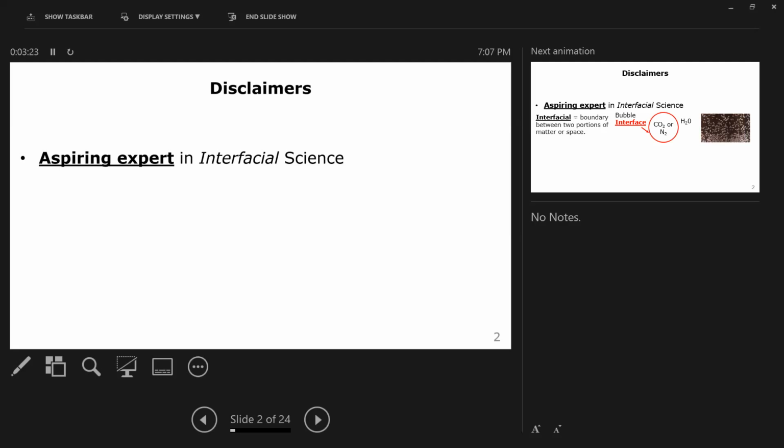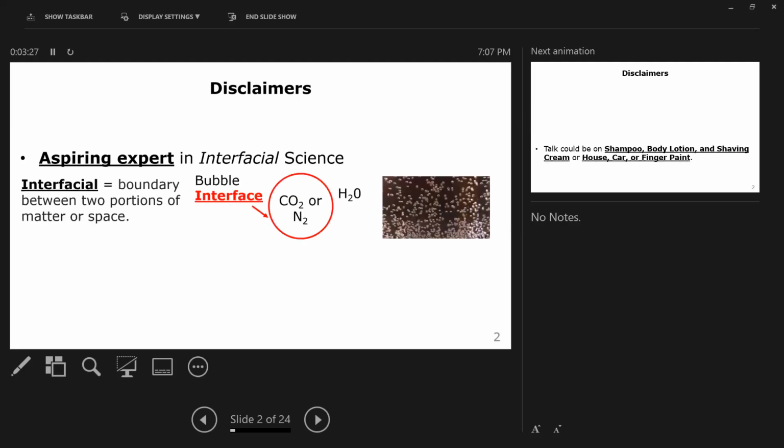Interfacial is the word I'm going to be using a lot this evening. What does it mean? Great question. Interfacial refers to interfaces, which are the boundary between two portions of matter or space. A great example for this talk is the thin film of liquid that resides between water, mostly water, and CO2 or nitrogen, which of course is relevant for most beers. So when I say interfacial or interface, I'm referring to the space in between these two phases or two materials. This could be relevant for solid materials to liquids, etc.